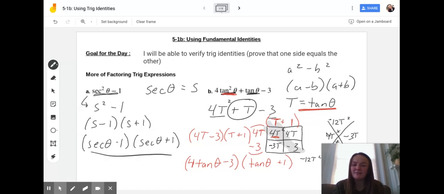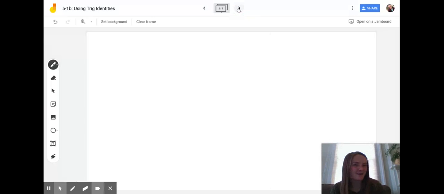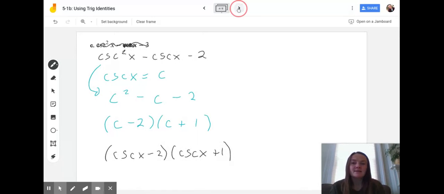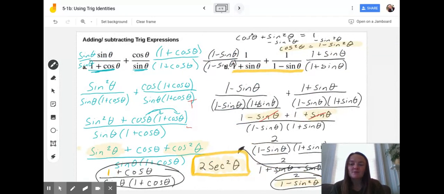So just kind of keep that in mind. If you do feel confused about this whole factoring thing, please don't hesitate to reach out and we can go ahead and do a recap on that. You can always use your box method and your X method. All right, so one other thing, recap, we talked about adding and subtracting trig functions.